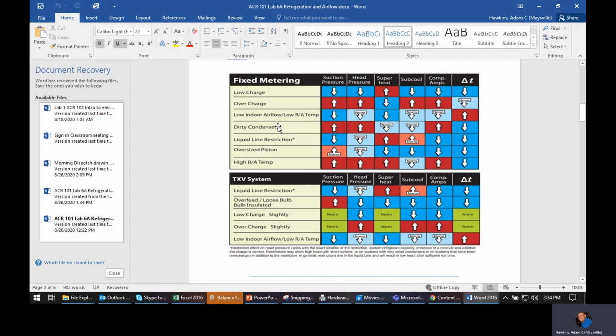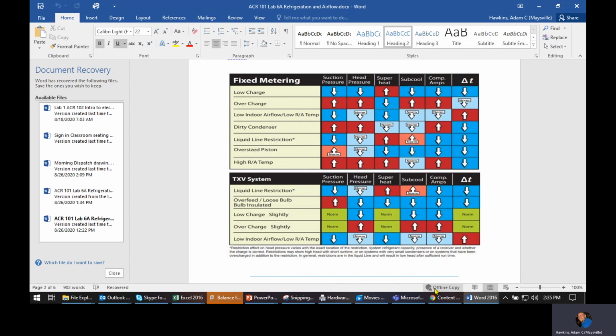So it doesn't say like bad fan, just a dirty condenser. But either way, it's poor condenser airflow. So what would be the symptoms of poor condenser airflow? Well, according to this, my suction pressure would be high, head pressure would be high, superheat would be low to normal. This is on a fixed. Subcooling would be low to normal, and your amperage would go up on your compressor, which we're not into that yet, and your delta would go down.